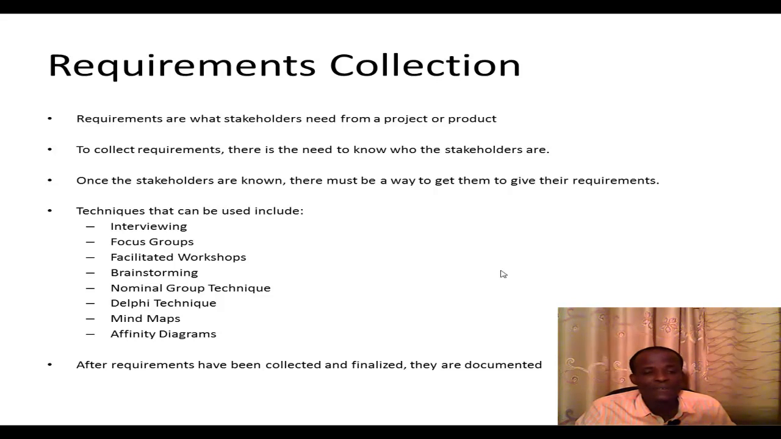Very, very important. And once the stakeholders are known, then there must be a way to get them to give their requirements. Several techniques can be used to elicit these requirements. You could use interviewing, focus groups, facilitated workshops, brainstorming, nominal group technique, Delphi technique, mind maps, and affinity diagrams. So these are some techniques that you, the project manager and the project team, could employ to get the requirements from the identified stakeholders.